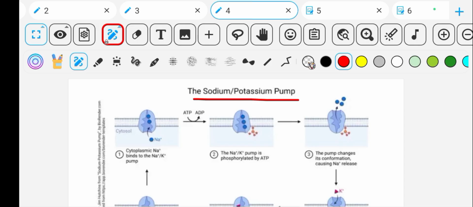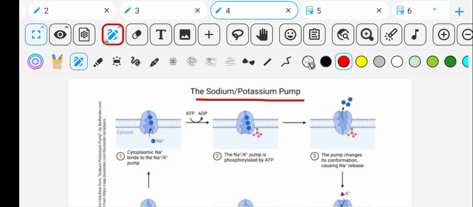Basically, in the first step, the cytoplasmic sodium binds to the sodium potassium pump. This area is your cytoplasm and this is the pump area. Then in the second step, ATP is converted into ADP. The sodium potassium pump is phosphorylated by ATP and the pump changes its conformation, causing sodium release. These sodiums were attached on this surface and were released after the pump is phosphorylated.